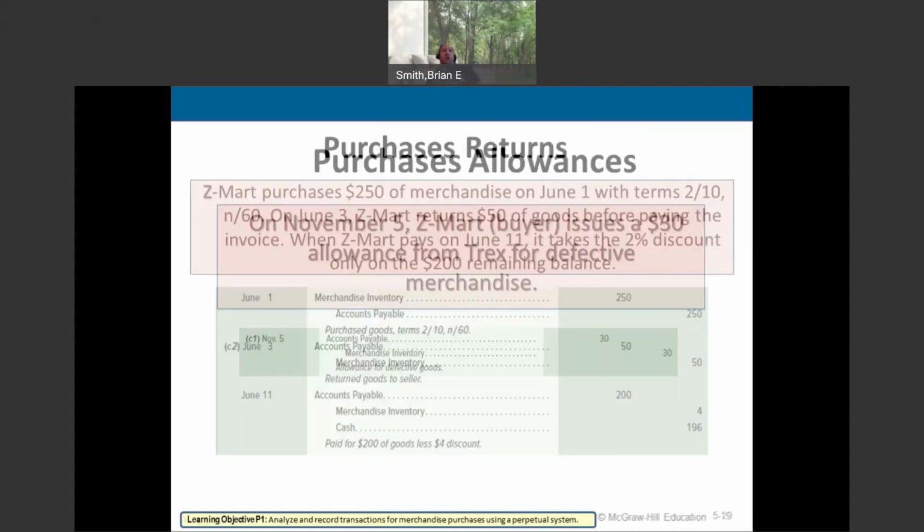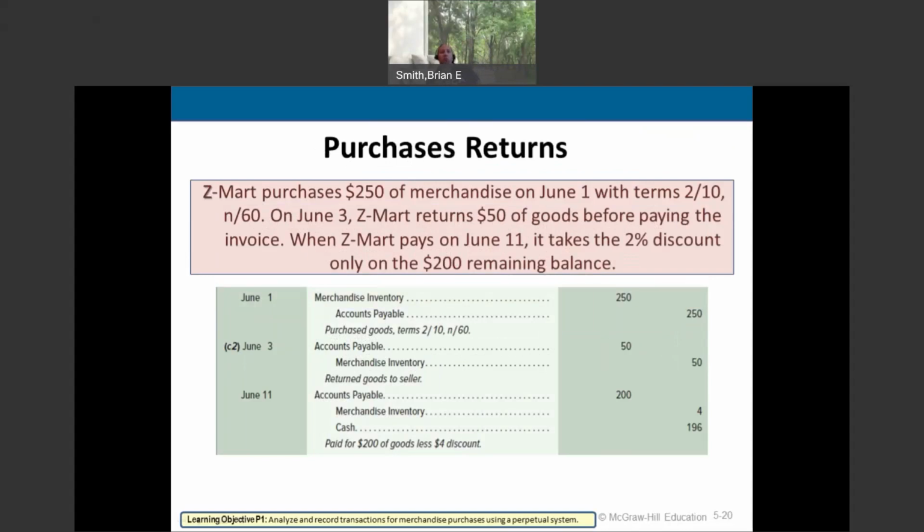Returns are a little different. Okay, we're going to return more of it, and we're going to send it back to them. So June 1st when we bought it, June 3rd is when we returned it, and then June 11th is when we paid for it. Now notice when we returned that $50 on June 3rd, we initially paid $250 for it. When we calculate our discount, we have to calculate the discount on what we actually are paying for, not what we've returned. Okay, so any returns and allowances, we only take that percent discount based on what we owe them.